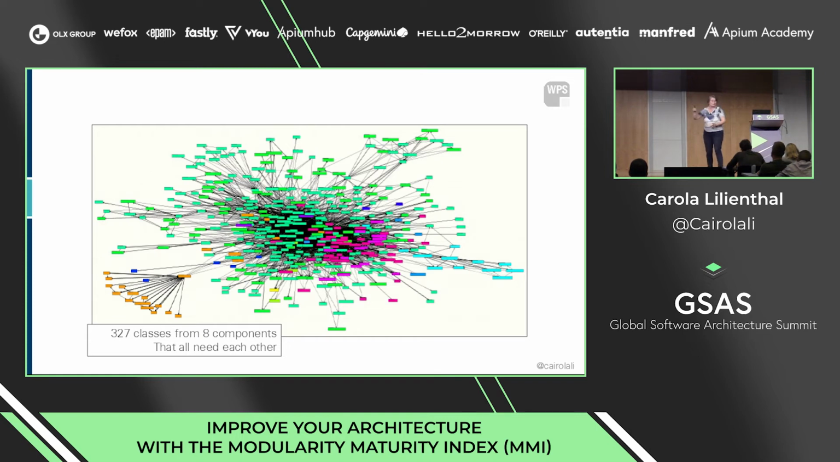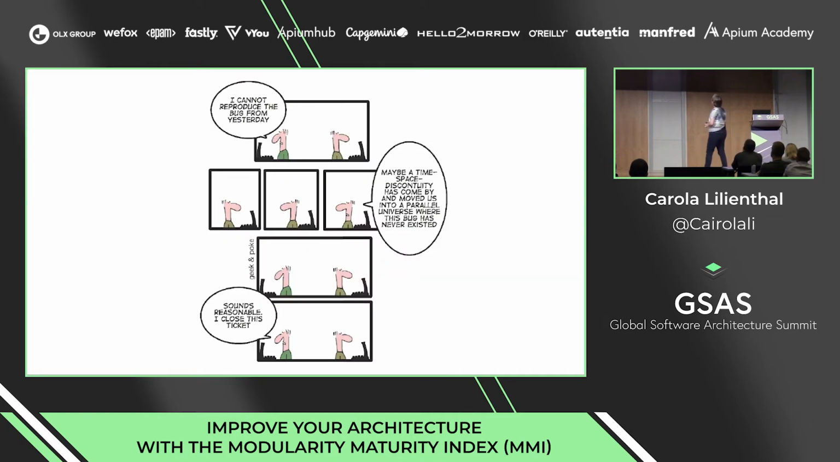So please, if you have cycles, work on it. Otherwise, your life will be a bit like in this comic. I cannot reproduce the bug from yesterday. And the other one says, well, maybe a time-space discontinuity has come by and moved us into a parallel universe where this bug has never existed. And the other one thinks about it and says, oh, sounds reasonable, I close this ticket. This is what happens with huge microservice architectures as well, but this is a different story.